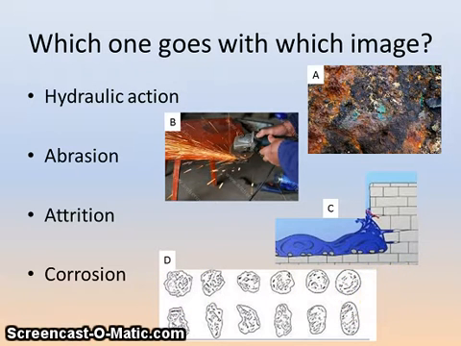And corrosion, that's what we've got in A. Up in A we can see that this rock, which must contain some iron, in some places seems to be rusting. And that's because it is rusting. The iron turning to iron oxide, which is this red rust.